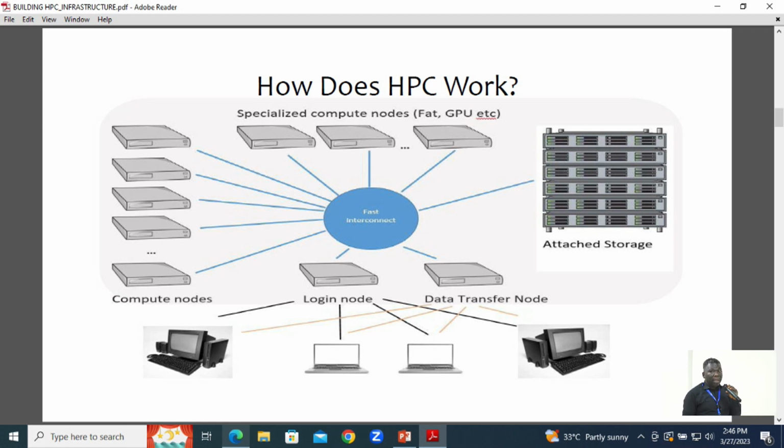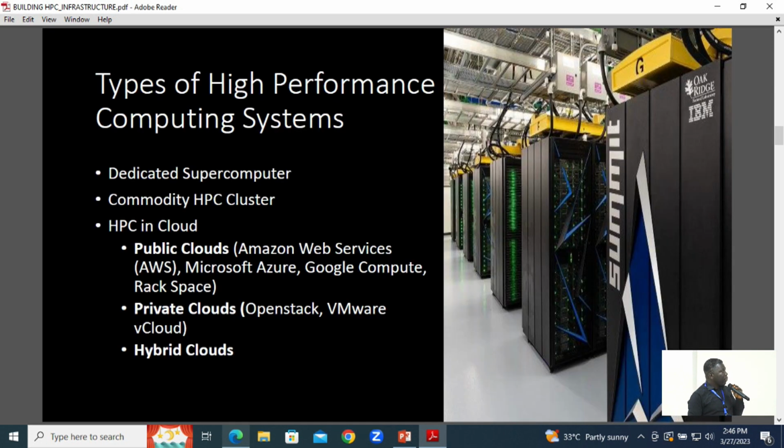Then you can also use file transfer. There are different types of file transfer protocol that you can use, but Globus is one of the best that you can use to achieve this goal.